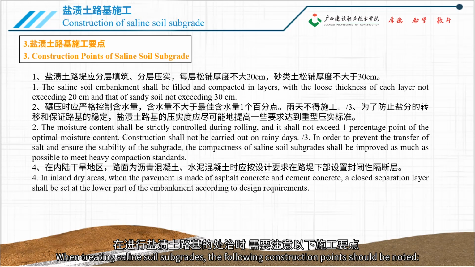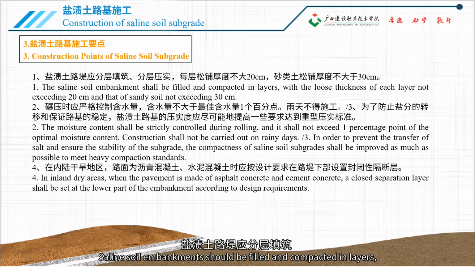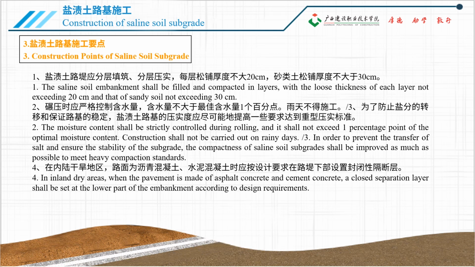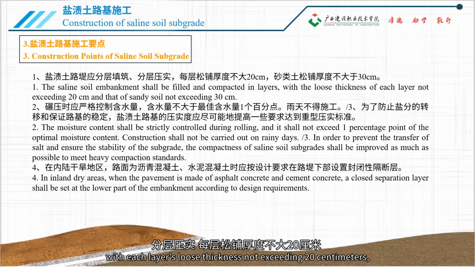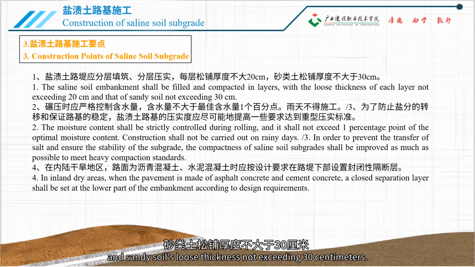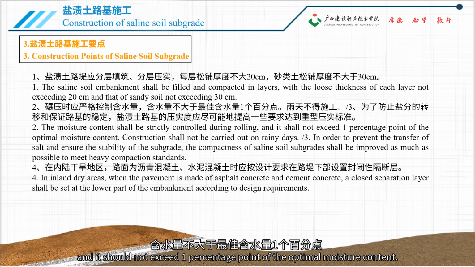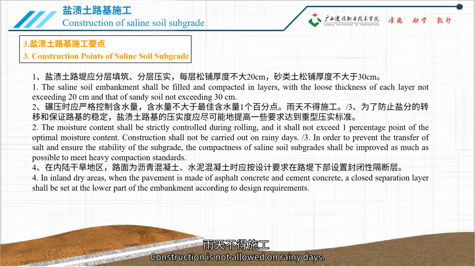When treating saline soil subgrades, the following construction points should be noted. Saline soil embankments should be filled and compacted in layers, with each layer's loose thickness not exceeding 20 centimeters, and sandy soil's loose thickness not exceeding 30 centimeters. The moisture content shall be strictly controlled during rolling, and it should not exceed 1 percentage point of the optimal moisture content. Construction is not allowed on rainy days.